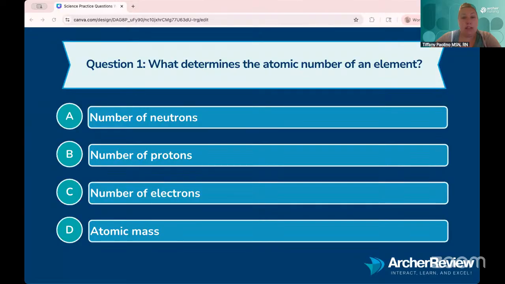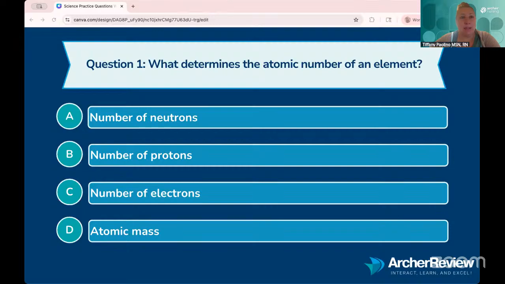What determines the atomic number of an element? So, this is a really fundamental concept in chemistry. Is it the number of neutrons, the number of protons, the number of electrons, or the atomic mass? Type in the chat. Neutrons, protons, electrons, or atomic mass? Which one helps determine the atomic number of an element?